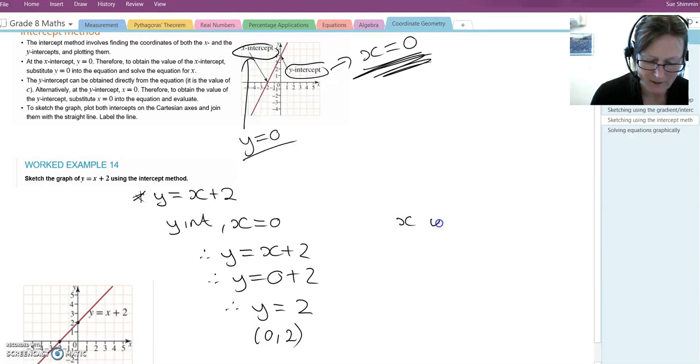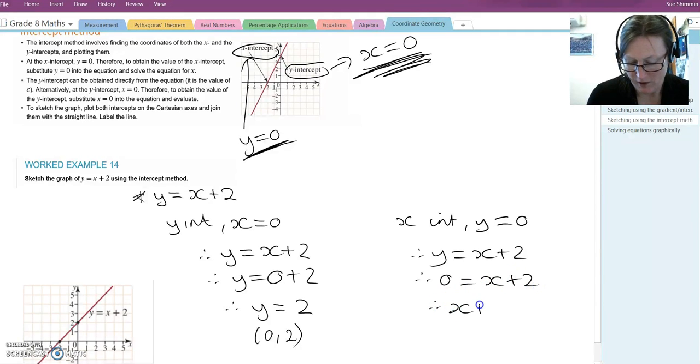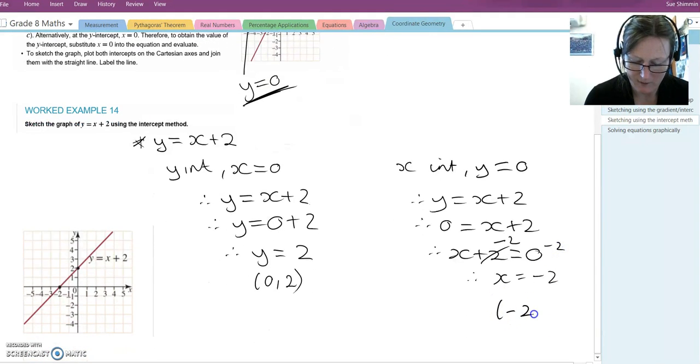For our x-intercept, remember that for an x-intercept, y is always 0. So, in our equation y equals x plus 2, instead of y we're going to put 0. As you know, I like to swap the sides to have x on the left-hand side. I'm going to take 2 from both sides. Therefore, x is negative 2. So our x-intercept is (-2, 0).